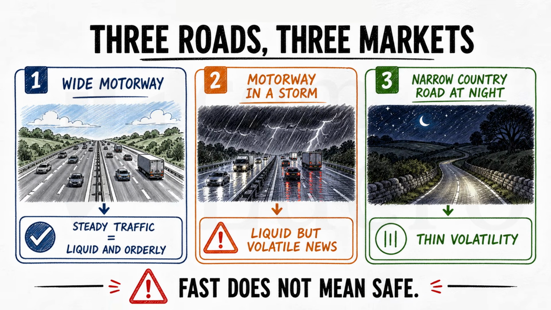Picture 3 roads. The first is a wide motorway with steady traffic moving at a sensible speed. That is a liquid, orderly session. The second is the same motorway during a storm, with every car suddenly braking and changing lanes after an alert. There are still lots of cars, but it is not the moment to pretend driving is easy. The third is a narrow country road at night. One unexpected truck forces everyone else into the ditch. Fast does not mean safe.